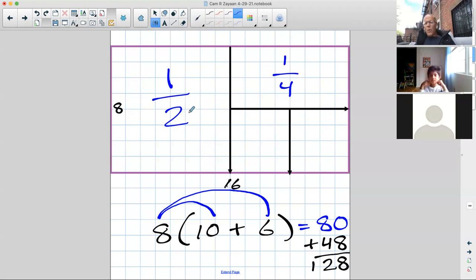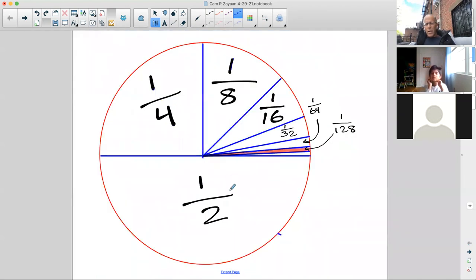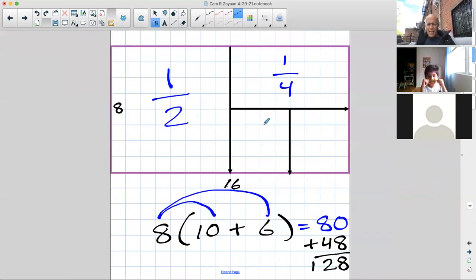No. Think about what we did here. Half of a half was a quarter. Half of a quarter is 1/8.